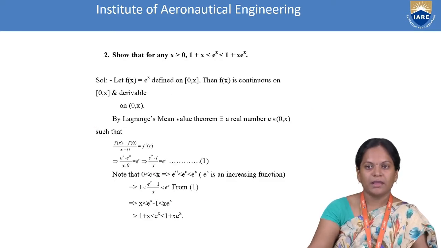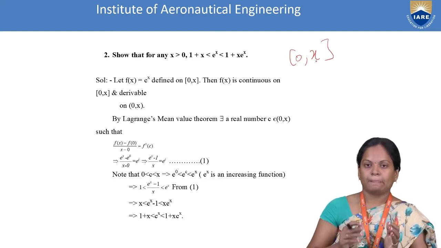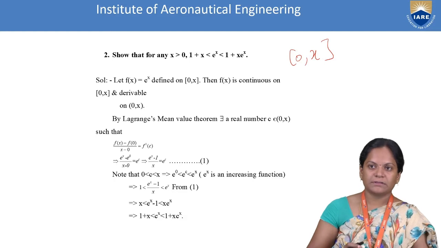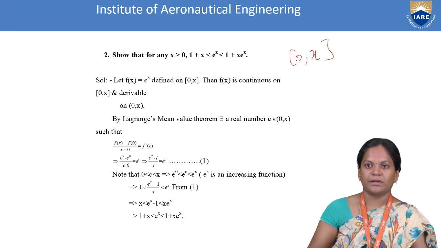Show that for any x greater than 0. What is the meaning of x greater than 0? Here the given interval is 0, x only, so there are no negative values. The function is 1 plus x less than e power x less than 1 plus x into e power x. Using Lagrange's mean value theorem, we have to prove this inequality. How can we prove this inequality?